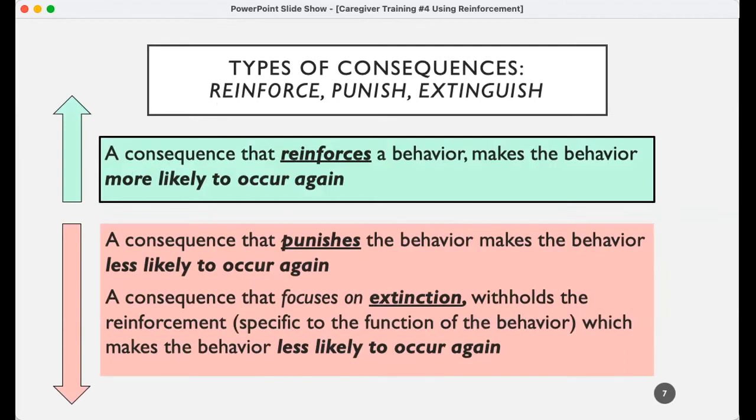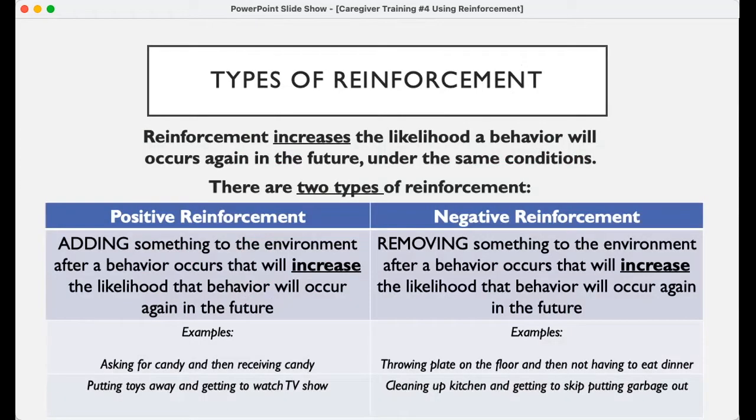There are different types of consequences. A consequence that reinforces a behavior makes the behavior more likely to happen again in the future. A consequence that punishes or extinguishes a behavior makes those behaviors less likely to occur. Today, we're going to focus on reinforcement. There's two types of reinforcement. Both positive reinforcement and negative reinforcement increase the likelihood a behavior will occur again in the future. Positive simply means adding. Negative simply means removing.